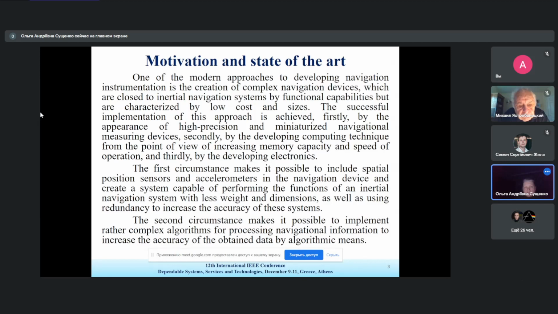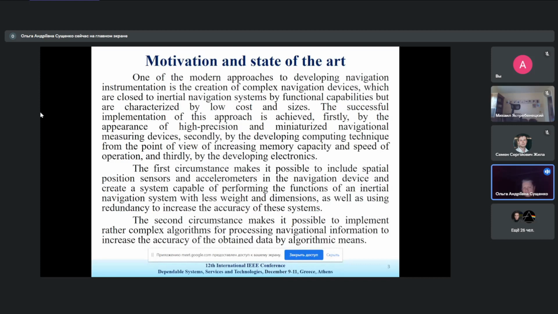Motivation and state-of-the-art. One of the modern approaches to developing navigation instrumentation is the creation of complex navigation devices, which are close to inertial navigation systems by functional capabilities, but are characterized by lower cost and sizes. The successful implementation of this approach is achieved firstly by the appearance of high precision and miniaturized navigational measuring devices; secondly, by the developing computing technique from the point of view of increasing memory capacity and speed of operation; and thirdly, by the developing electronics.